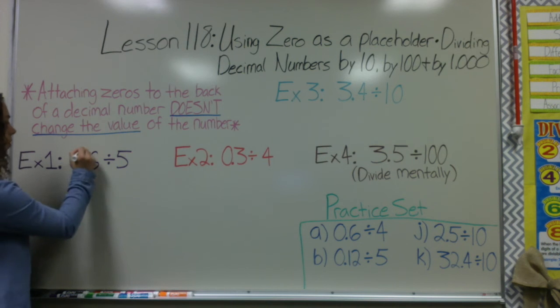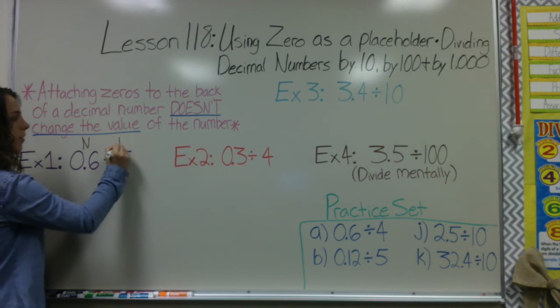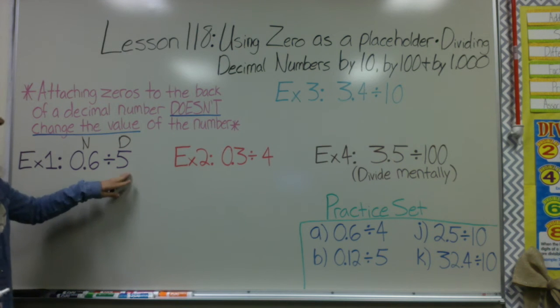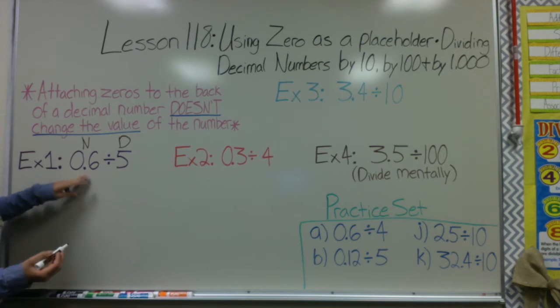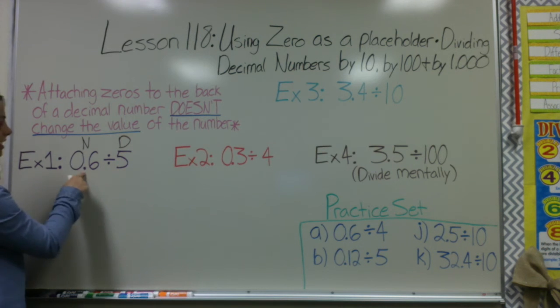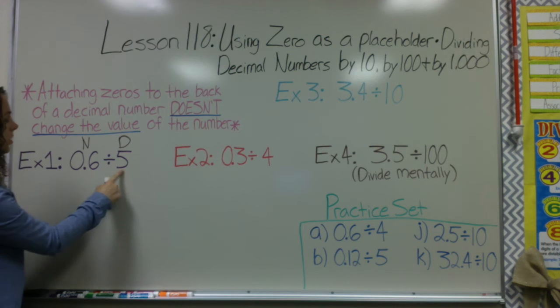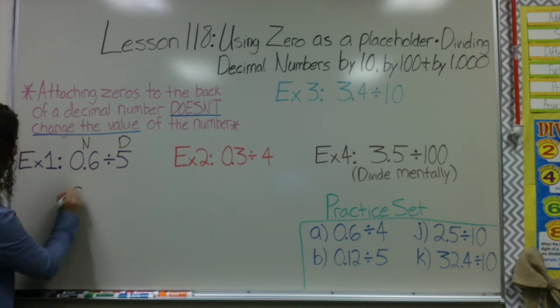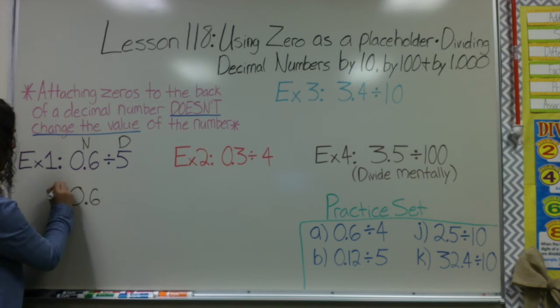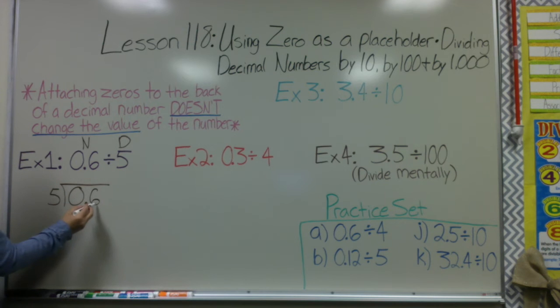So I have Norman and the donkey. I don't know if you remember that from the last lesson, but Norman goes in the box inside the house. The donkey goes on the outside. That's our dividend and our divisor. So I have 0.6 divided by 5. Now 5 goes into 6 one whole time.